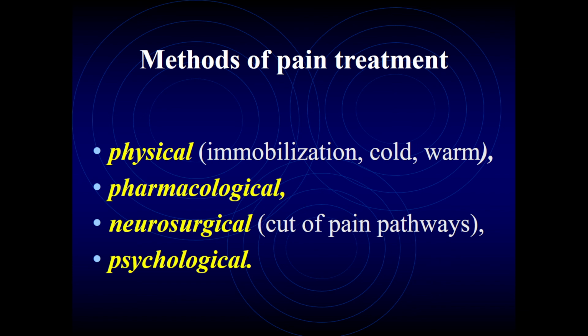For example, pathways of definite fibers of trigeminal nerves, because inflammation of fibers of trigeminal nerves causes very severe pain. And psychological means psychotherapy, hypnosis, and other methods.